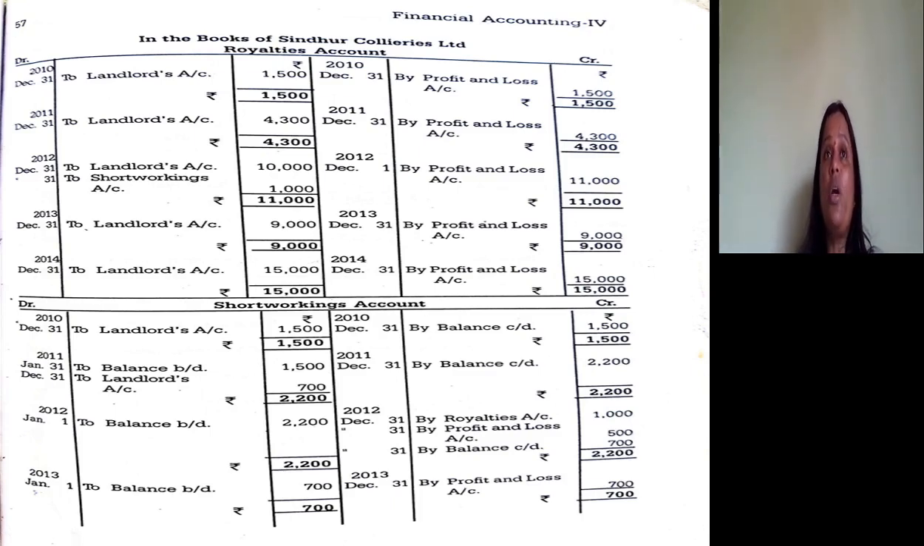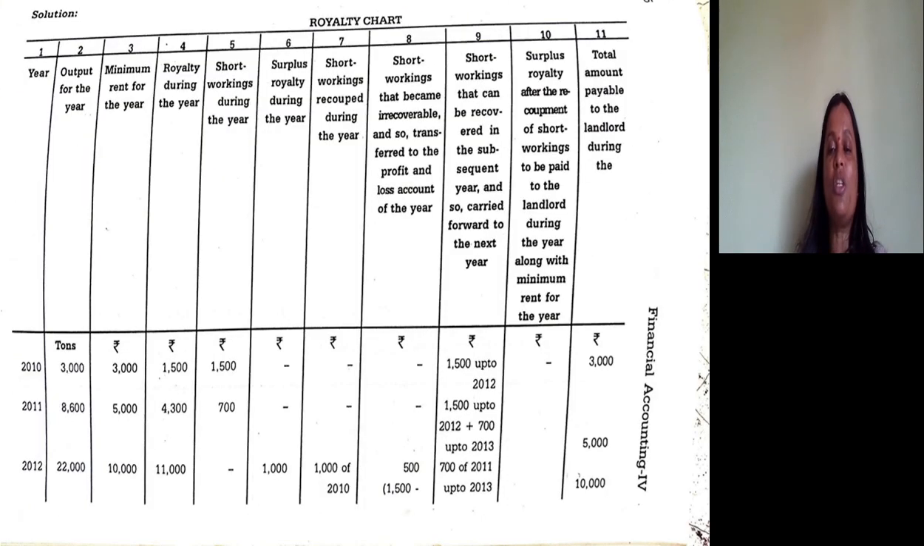So this is how to pass entries. You just look at the entries which we studied in the books of lessee under the second, third, fourth and fifth situations, because the first two years resemble the second situation. It is the same as the second situation. Third year, fourth situation. Fourth year, third situation. Fifth year, last situation. So before preparing all these accounts in the books of lessee, we need to prepare the royalty chart, which helps us to understand.